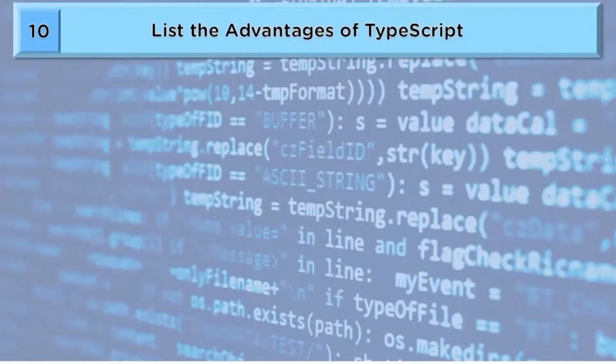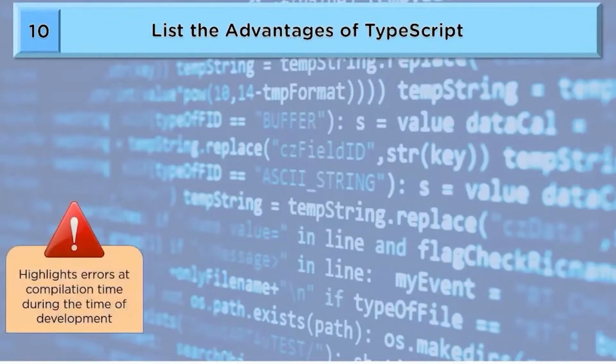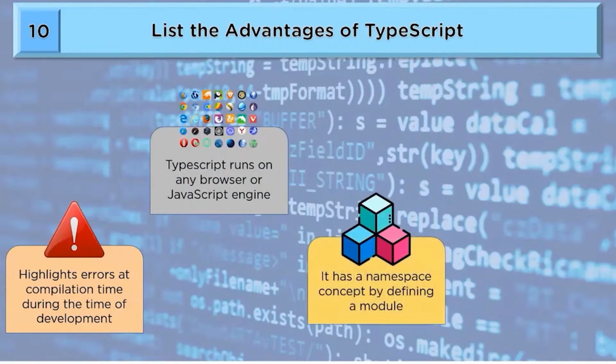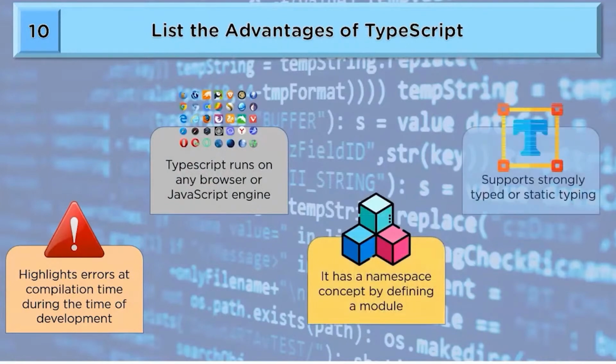List the advantages of TypeScript. TypeScript highlights errors at compilation time during development. Any browser or JavaScript engine can run TypeScript. It has a namespace concept by defining a module. TypeScript supports strongly typed or static typing. TypeScript has the advantage of being tightly typed or allowing static typing. It may confirm type correctness at compile time because of static typing.